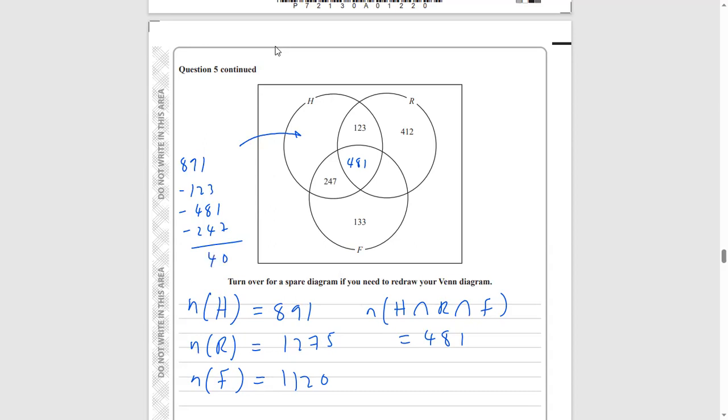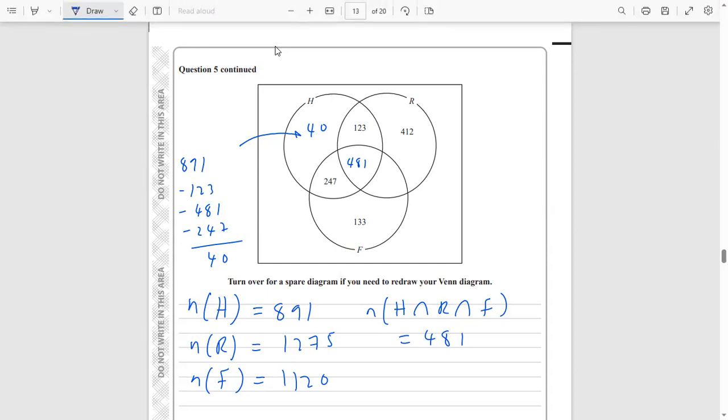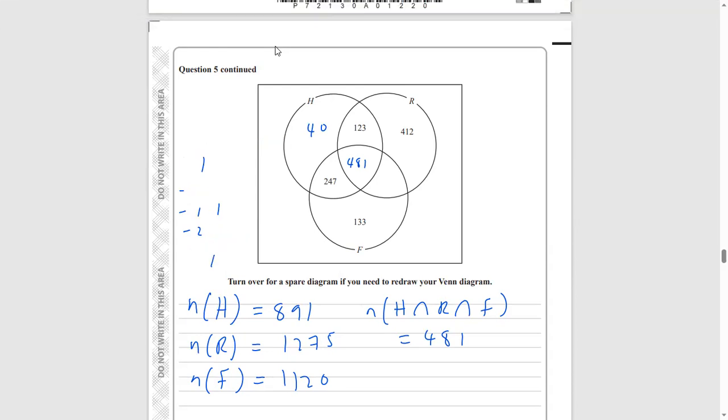So 40 people work from home, but do not live in area A and are not professionals. So we know that piece of information there. I'm just going to rub out this there. So we've got that piece of information. Now we can do the same to work out the other missing gaps in our Venn diagram.